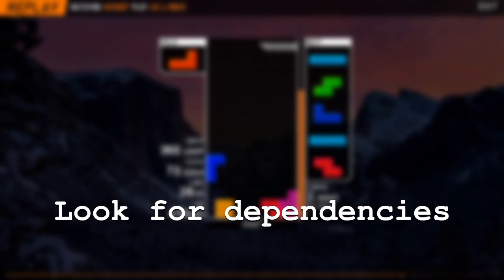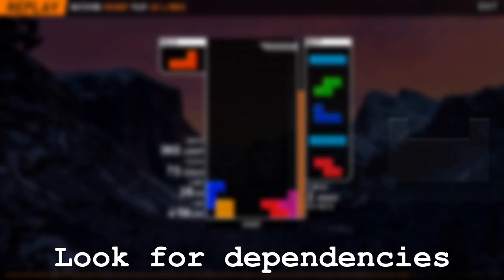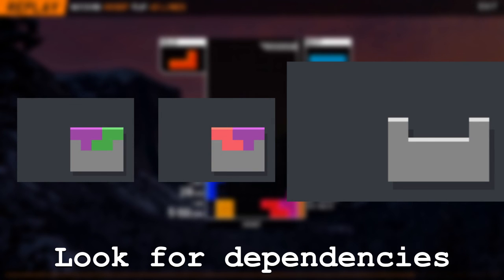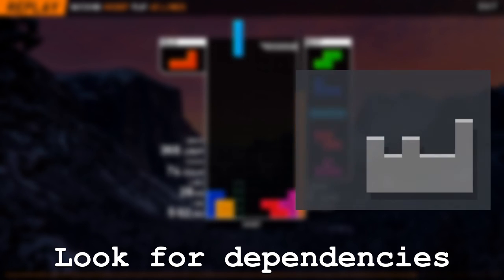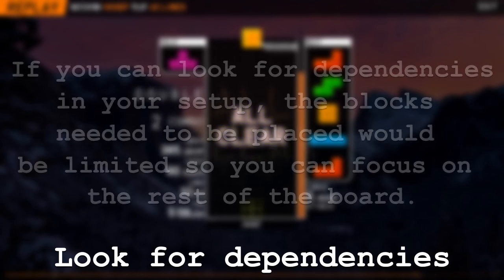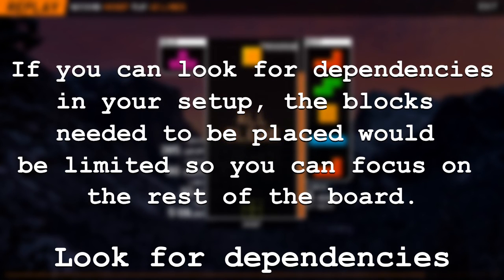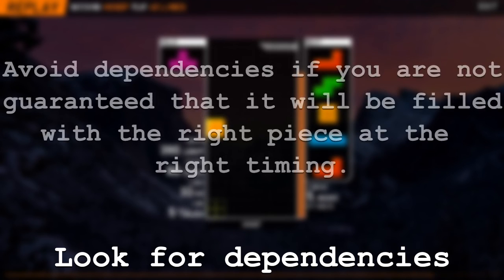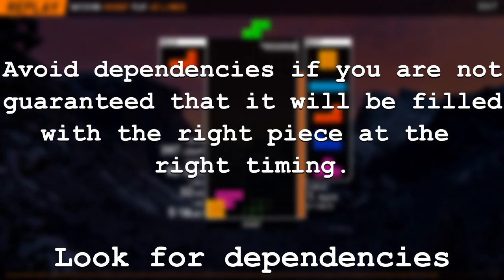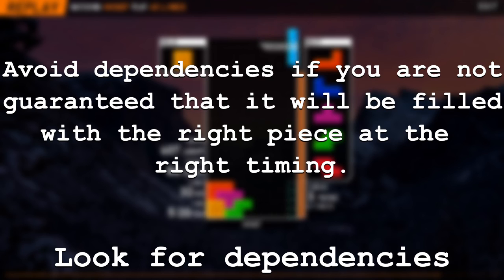Look for dependencies. Top setups will always have a TZ or TS dependency, and this setup will always have a TO dependency no matter what. If you can look for dependencies in your setup, the blocks needed to be placed will be limited so you can focus on the rest of the board. Avoid dependencies if you are not guaranteed that it will be filled with the right piece and the right timing.